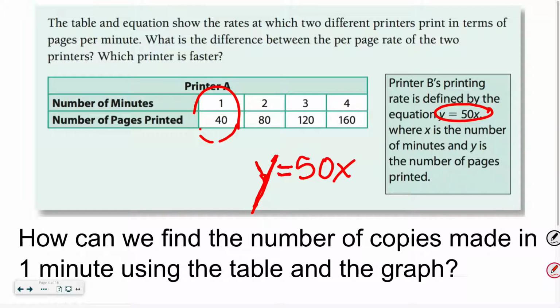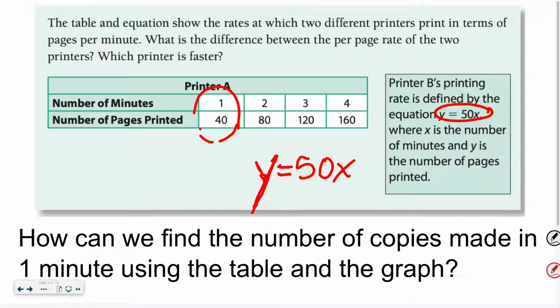It's the y when what? Keep going with that. Okay, so 50 is going to be multiplied by x. To know how many pages for 1 minute, what does our x need to be? 1. It needs to be 1. So if we did that calculation, what would our y become? 50. So how many pages does that printer print in 1 minute?